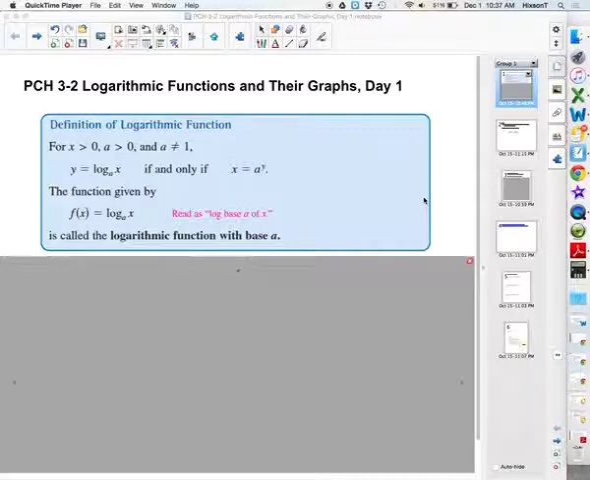Now, notice a couple of things here. First, notice what a can be. A, just like in an exponential, has to be positive. It's got to be greater than 0. And also, a cannot be 1. So this is where we can start seeing the relationship between logarithms and exponentials. Also, notice the domain. The domain for what x can be: x has to be a positive value. So x can't be 0, and x cannot be any negative number.